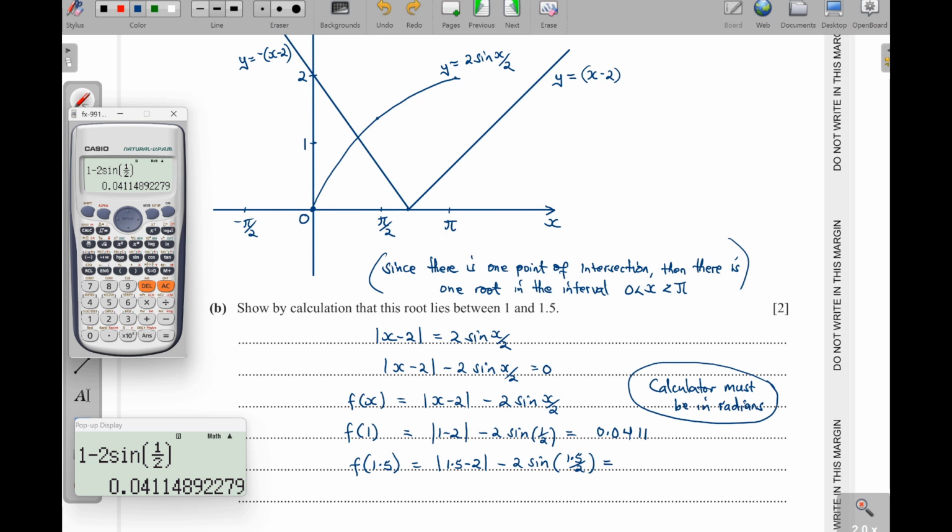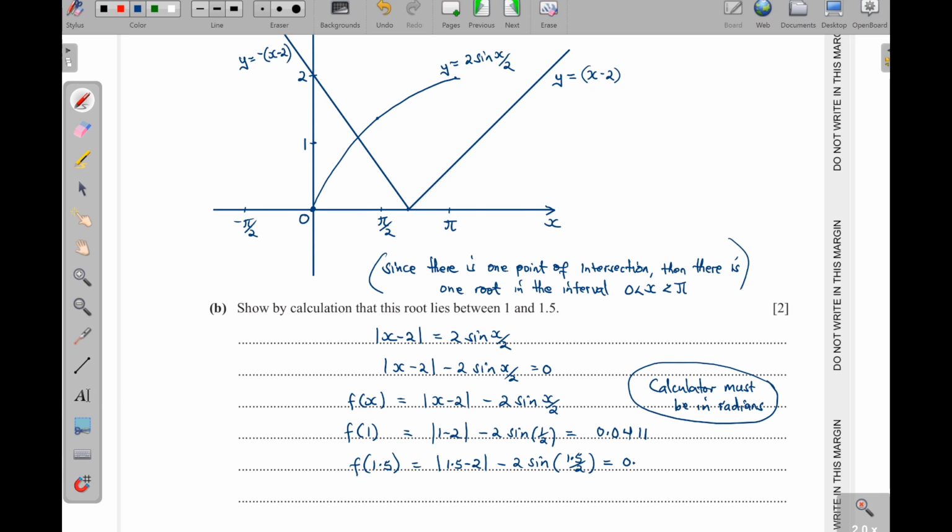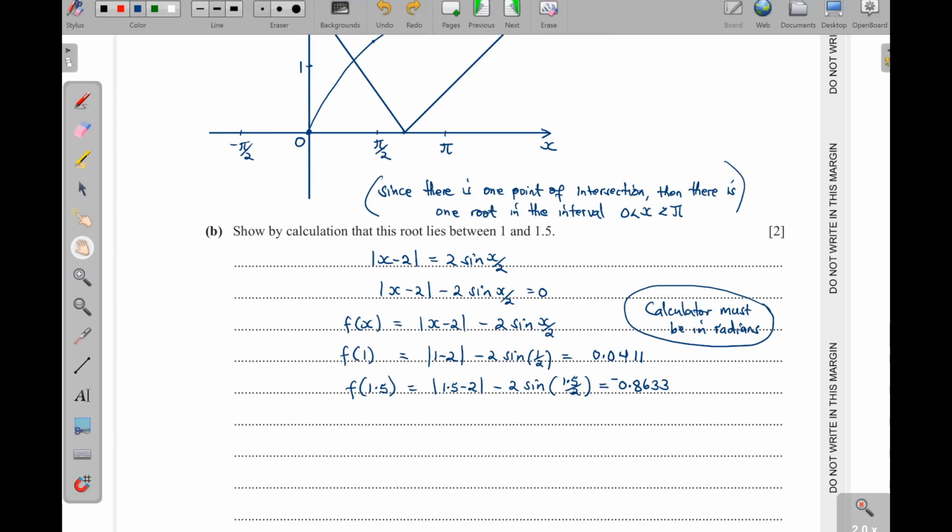1.5 minus 2 is negative 0.5. But then the modulus makes it positive, so here we shall have positive 0.5. Then minus, up here we shall have 1.5 out of 2. And then we get negative 0.8633. You can see that there is a change of sign.